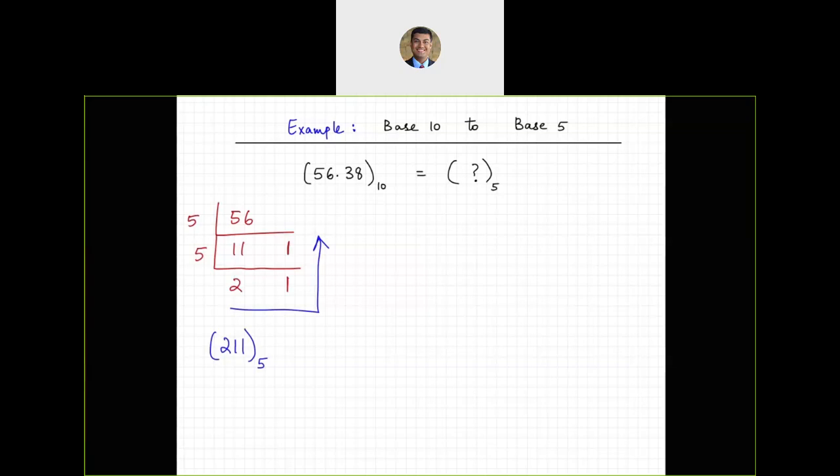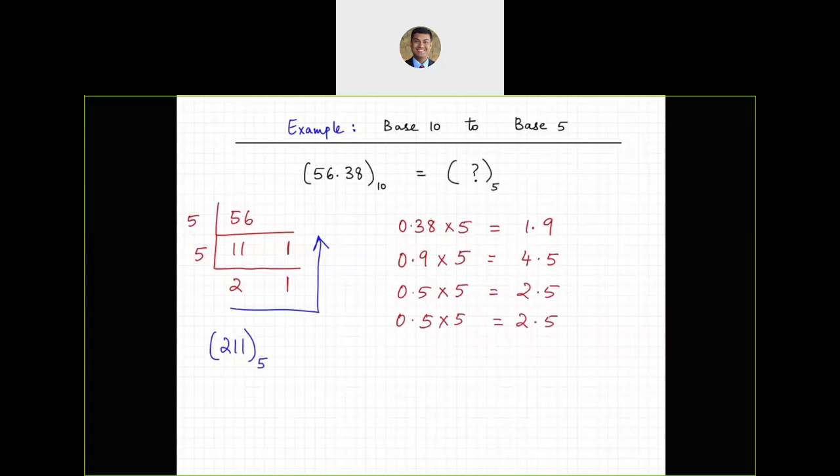Next, 0.38. Let me use red here. Times 5. This is for the fraction part. What do you have? Let's see. 0.38 multiplied by 5 is 1.9. Oh, sorry, I need to drop the integer part. 0.9 times 5 is 4.5. Then 0.5 times 5 is 2.5, and it keeps going.